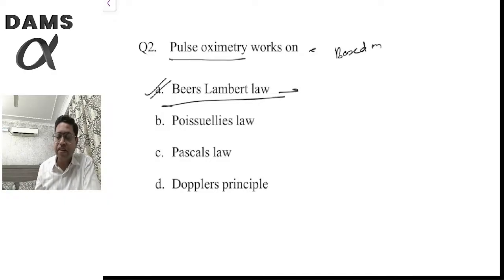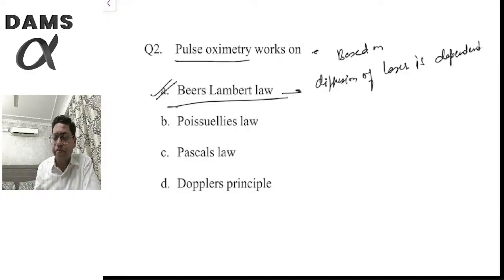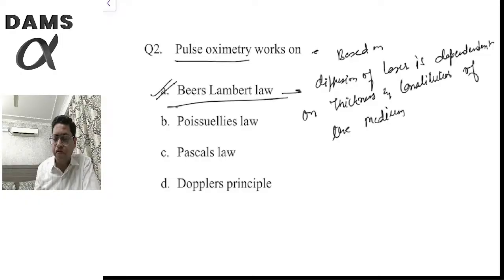Beer-Lambert law states that the diffusion of laser is dependent on thickness and constitution of the medium. These are the two factors, thickness and constitution of the medium.